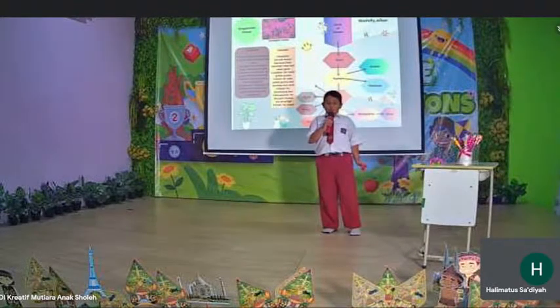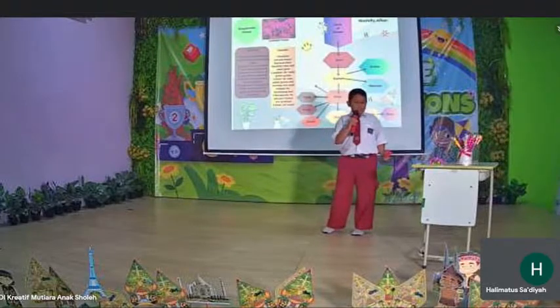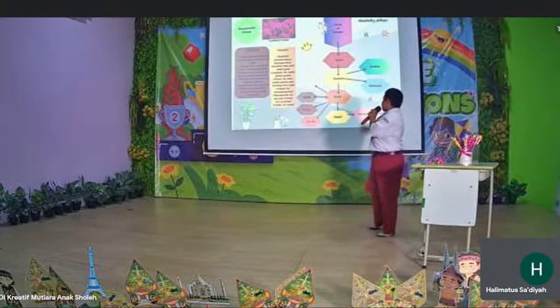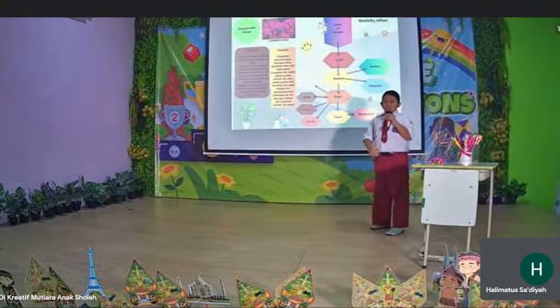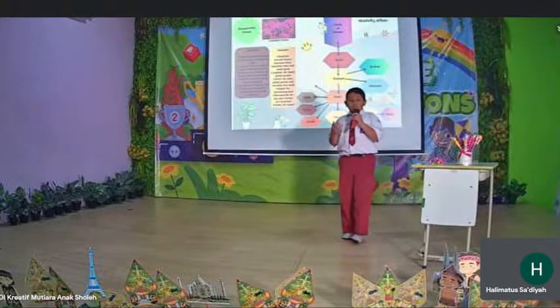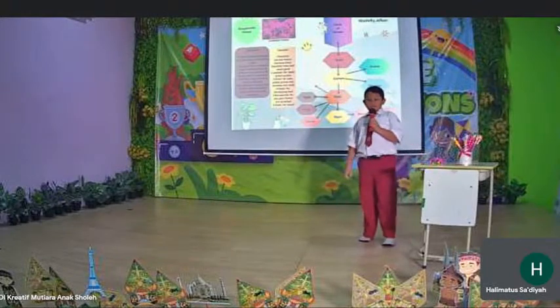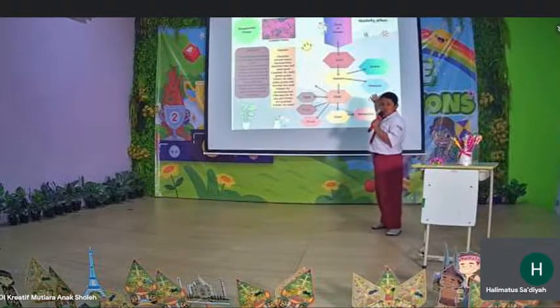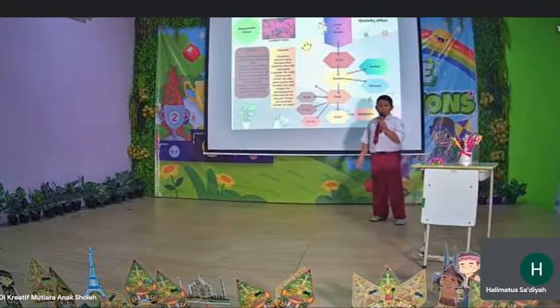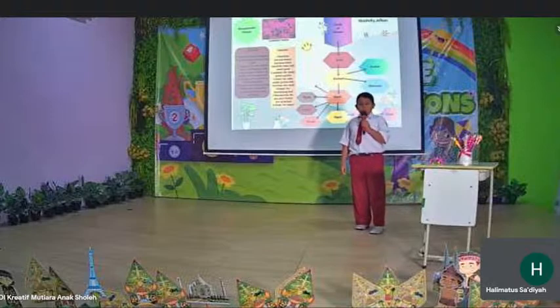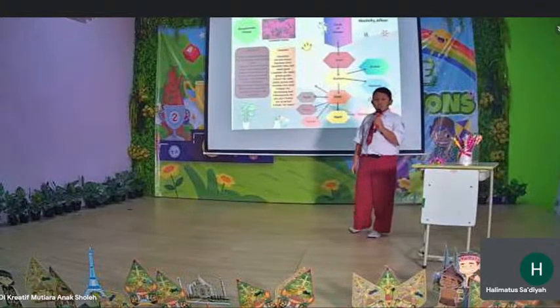And now we're going to the parts of flower. The first part of flower is petal. The second is stamen. Do you know how many stamen are divided into? Stamen are divided into two. The first is anther and the second is filament. And now we're going to the third. The third is pistil. Pistil are divided into four. Do you know what is the name?